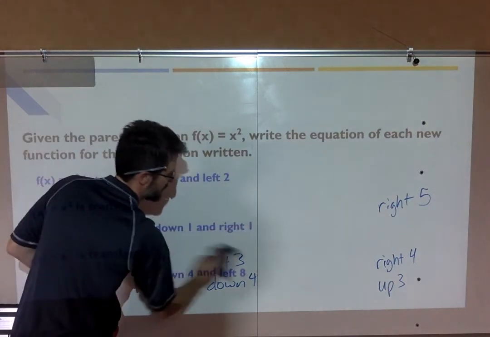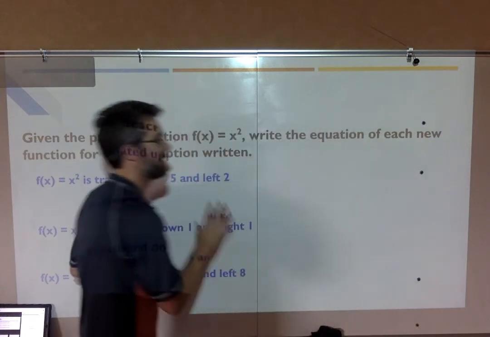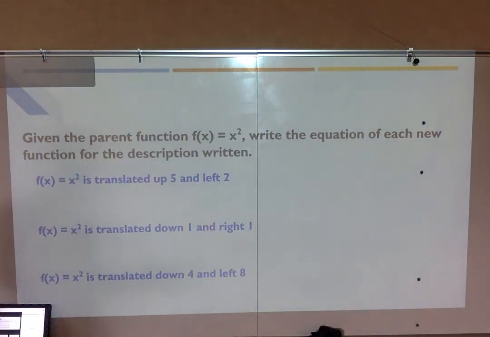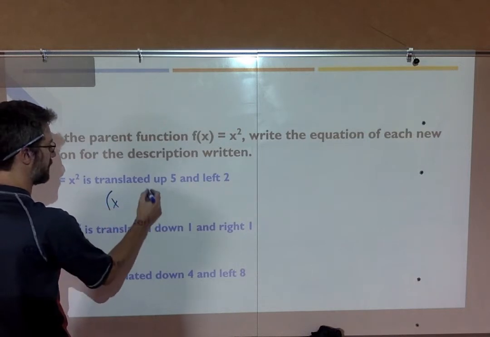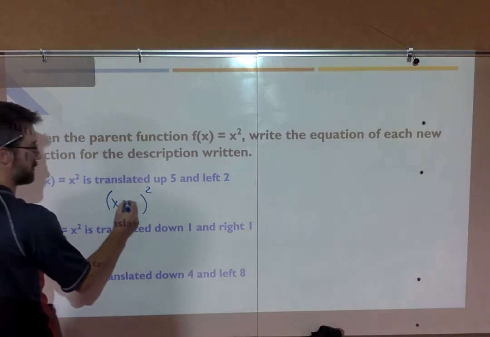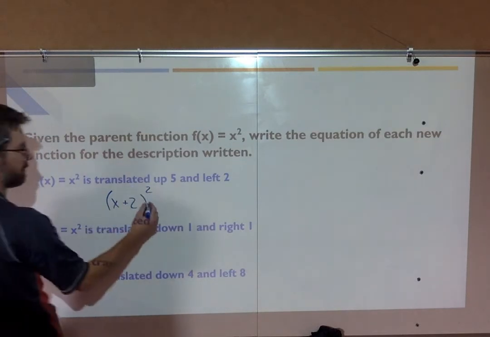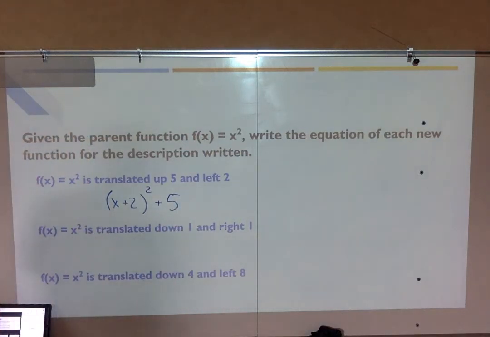So doing the opposite of that is rewriting the equation given a verbal description. So x squared moving up 5 and left 2. The horizontal homie part, let's make a home here in parentheses. Left 2 would mean we have to add 2. Up 5 would mean on the outside we have to add 5 for the visitor.